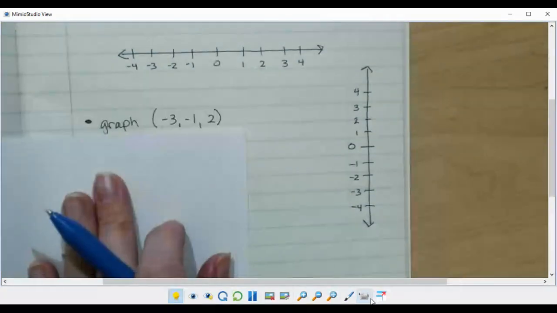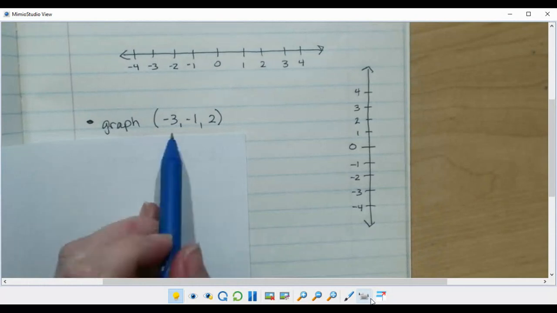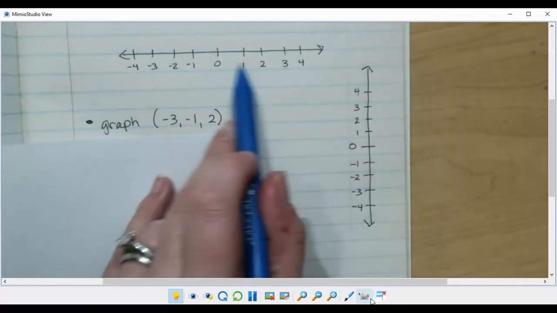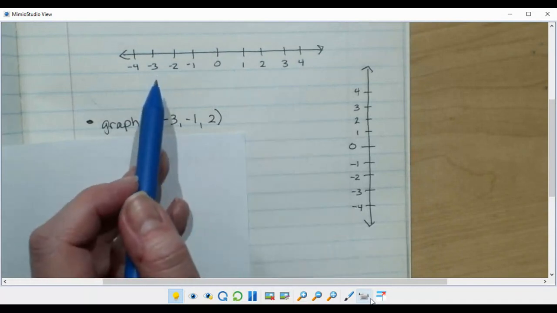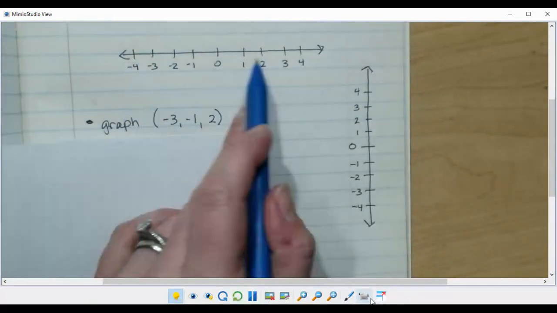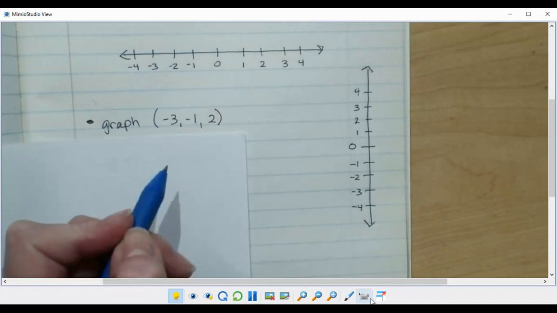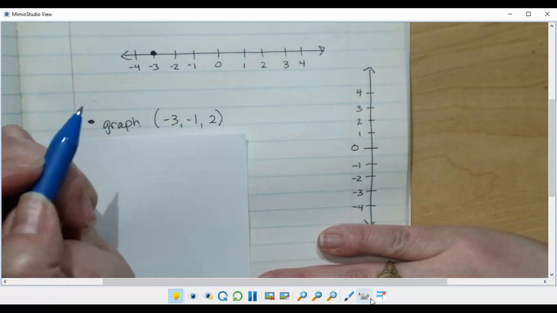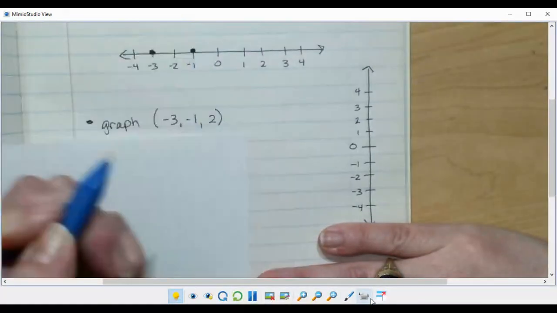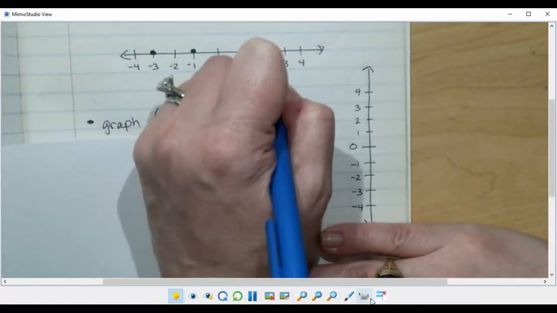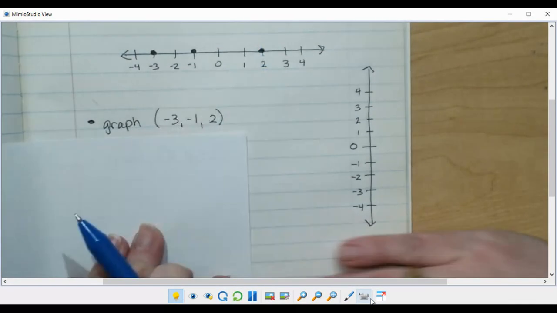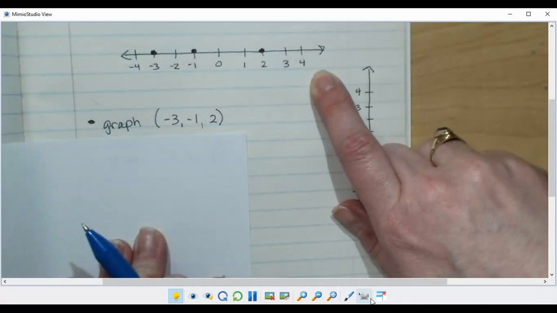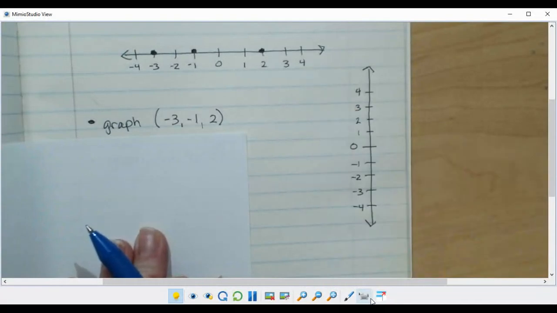Okay, let's first graph the set of numbers -3, -1, and 2. So once I have my number line set up, and if you haven't yet, go ahead and pause and then come back when you're ready. Once you have your number line set up, I'm just going to make a dot at each one of these numbers. So I'm going to put a dot at -3. I'm going to put a dot at -1. And I'm going to put a dot at +2. Notice I did not choose to put the plus sign on my positives. Just kind of assumed. That's how you graph numbers.